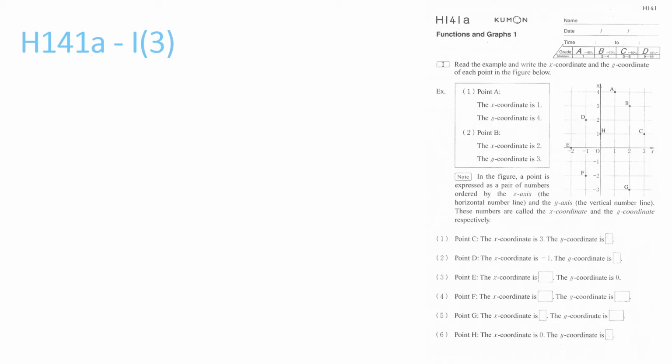Question 3. You have to find point E. Point E is here. The x-coordinate on point E is 0 because it's on the same line as 0. And the y-coordinate, this is the y, would be negative 2.